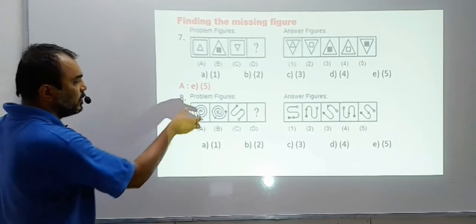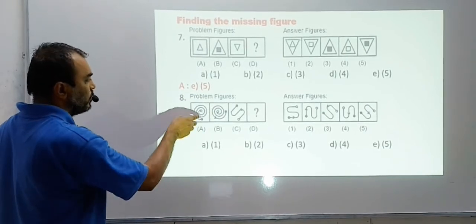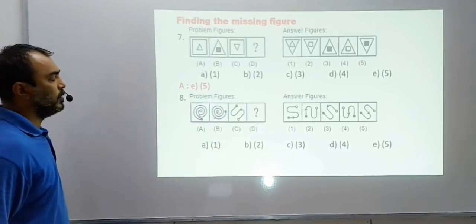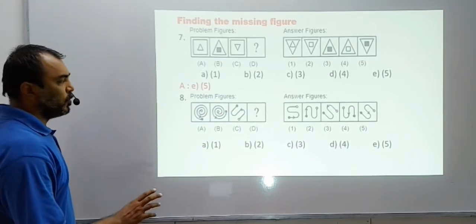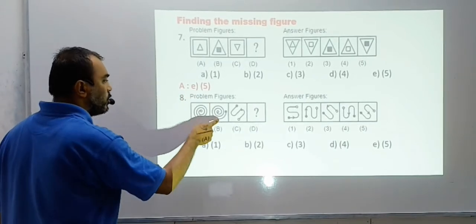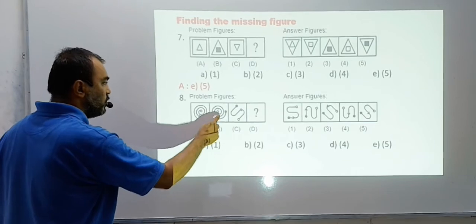If you notice, this figure has rotated like this. See, the figure has rotated by 90 degrees. So the E came down, the black dot went here. Are you following what I am trying to tell you? If you rotate this figure by 90 degrees, the black dot comes here and the circle will be down.